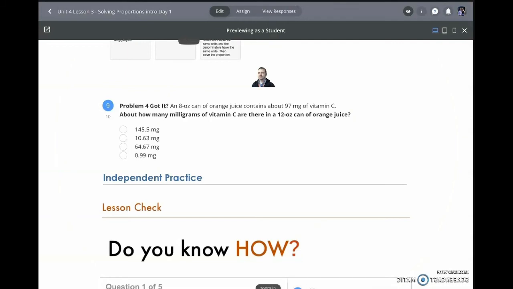So, an 8-ounce can of orange juice contains 97 milligrams of vitamin C. So I know there's a ratio, 8 to 97, okay? 8 ounces to 97 milligrams. How many milligrams are there if I have 12 ounces? So there's a proportion. I did something wrong. And I would like Miles to try to tell me, what did I do wrong?